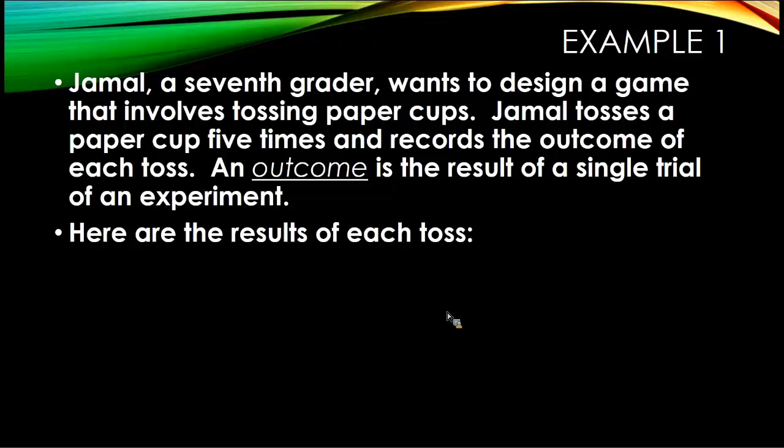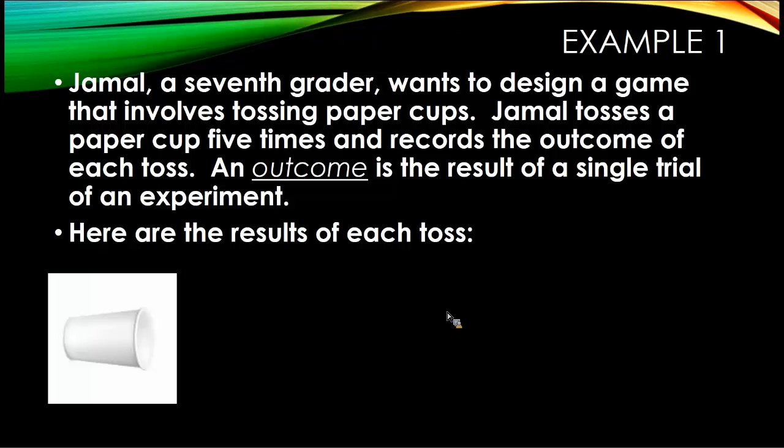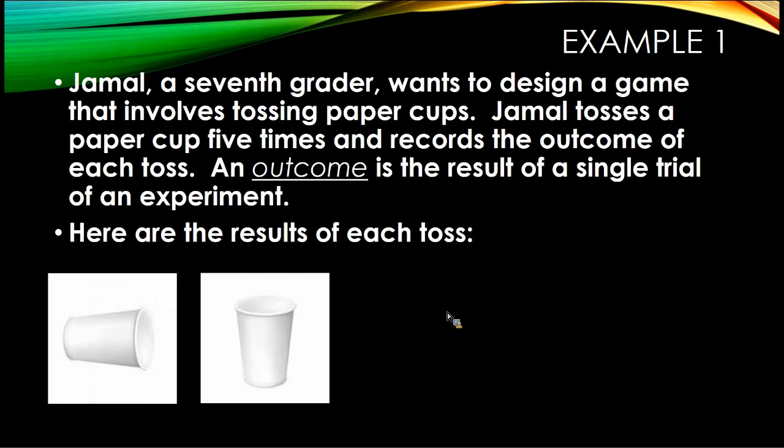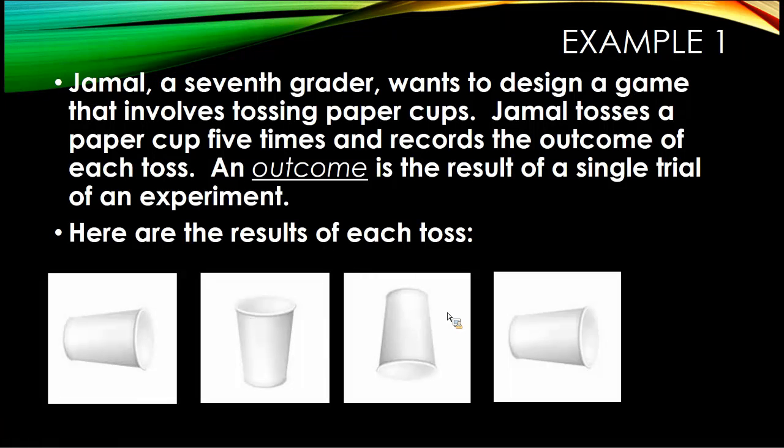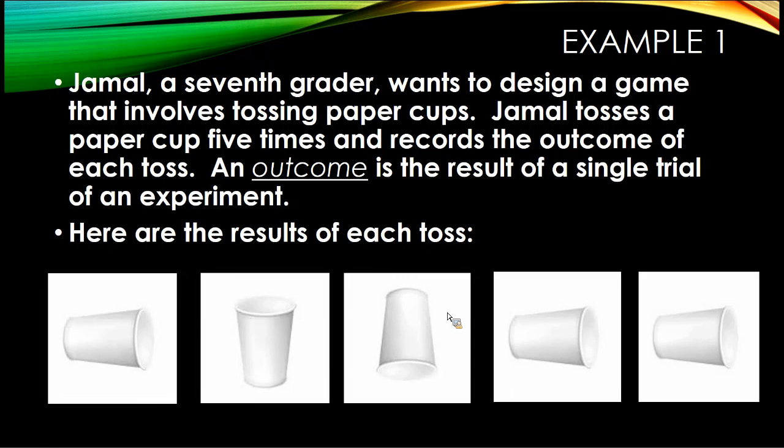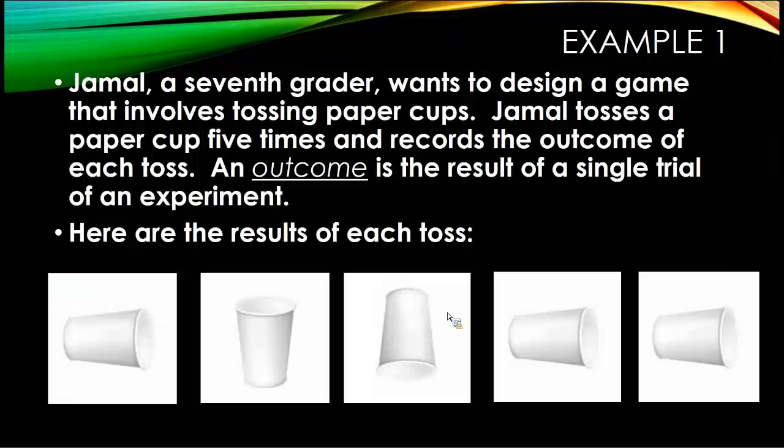So here are the results of each toss. First, cup lies on its side. Next, cup lands on its base. Cup lands up on the open side down. Cup lands on its side, cup lands on its side. So these are the 5 different outcomes that he had for each toss.